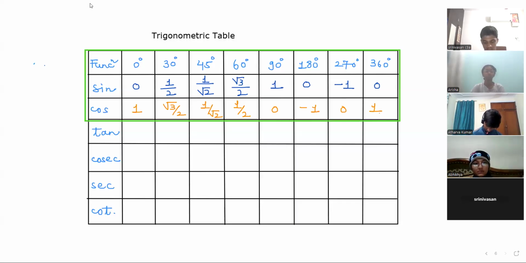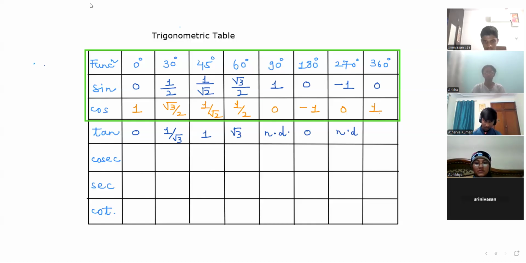So tan is sine upon cos: 0, 1 upon root 3, 1. You just have to take the ratio. You are aware of it, right? This is root 3. 1 upon 0 is not defined. Any ratio in which the denominator is 0 is not defined. This is 0. This is not defined.